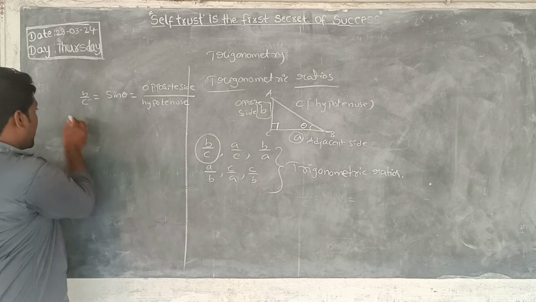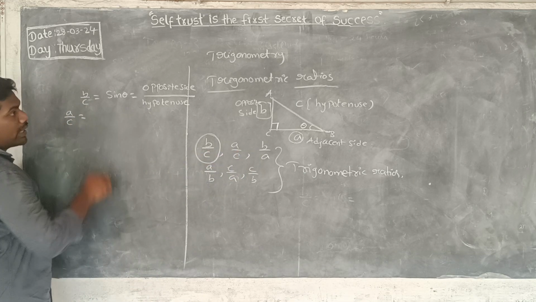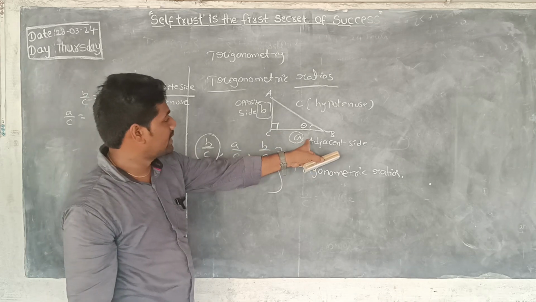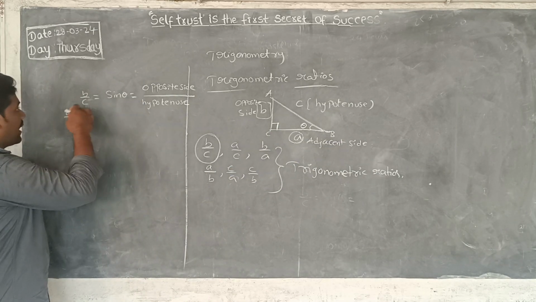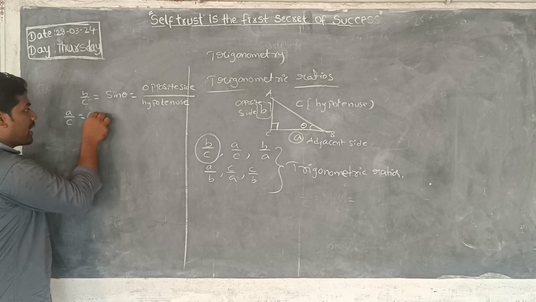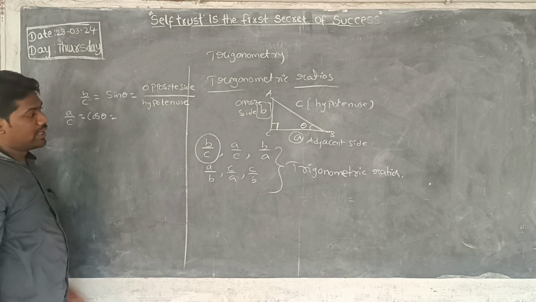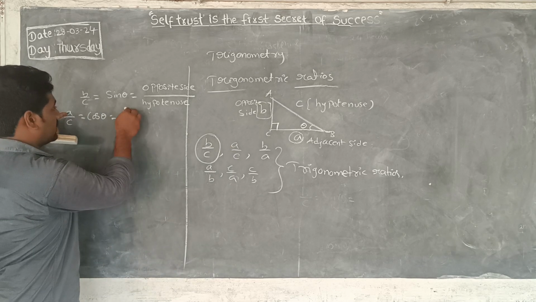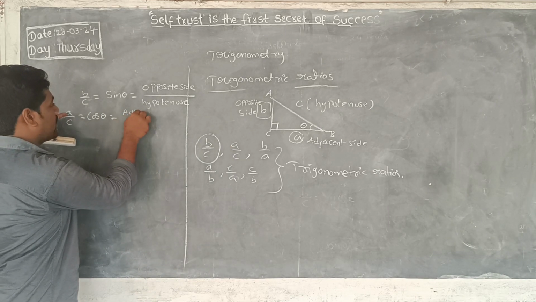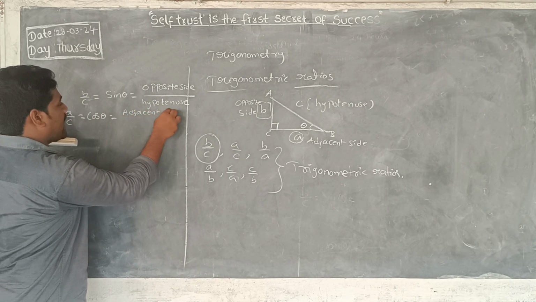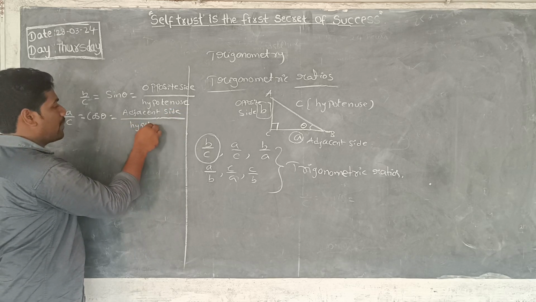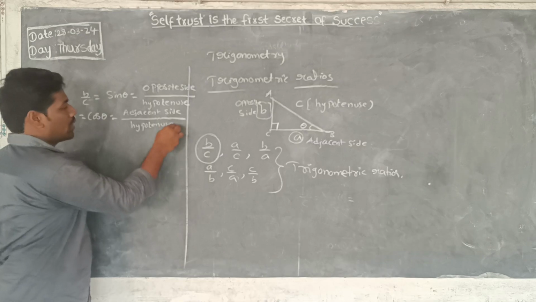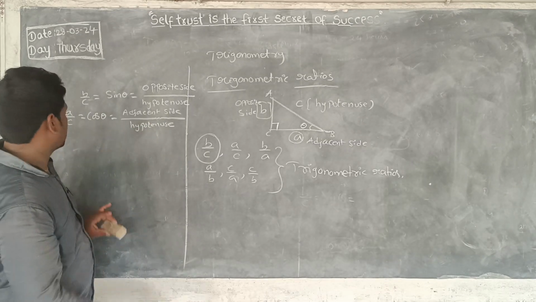Next ratio is A by C. What is A called there? A is the adjacent side. So we already gave the name for A by C as cos theta. This cos theta is equal to A by C, A is adjacent side, by hypotenuse. Adjacent side by hypotenuse.